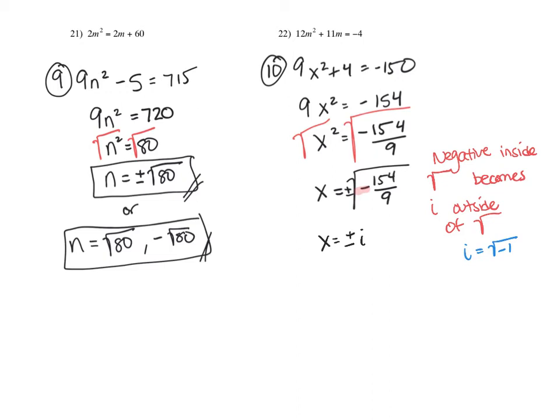That x is equal to the positive and negative version of i times the square root of 154 over 9. So you'll notice the negative is no longer in there because it was the square root of negative 1, and we took that out to become an i.